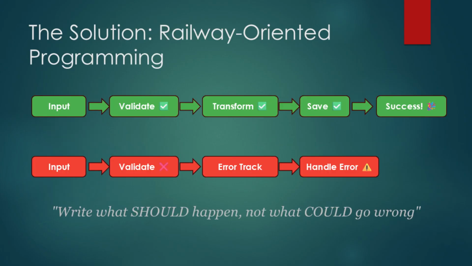Railway-oriented programming is based on a simple metaphor. Imagine your code is a train traveling along railway tracks. You have 2 tracks. The success track when everything works, the error track when something fails. At each operation, validate input, call database, send email, the train either stays on the success track if the operation succeeds, or switches to the error track if it fails. Once on the error track, the train stays there. All remaining operations are automatically skipped. This means you write what should happen, not what could go wrong.